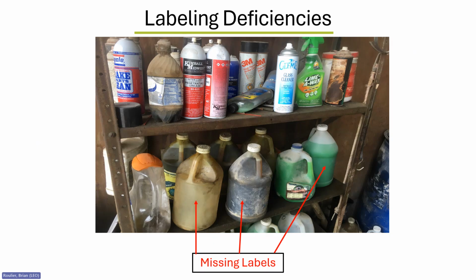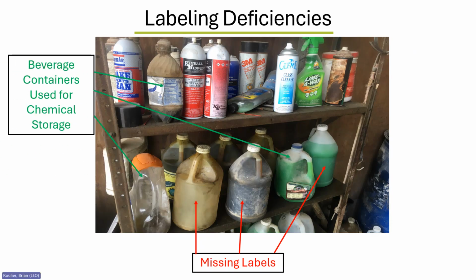The first thing we see is we have a handful of chemicals which are missing any labeling. This means employees will not be aware of hazards or precautionary information. We also have some containers which are previously used beverage containers. These are also missing any label elements. These containers are not designed to hold chemicals and should be avoided. These containers also present the possibility a chemical may be inadvertently ingested.